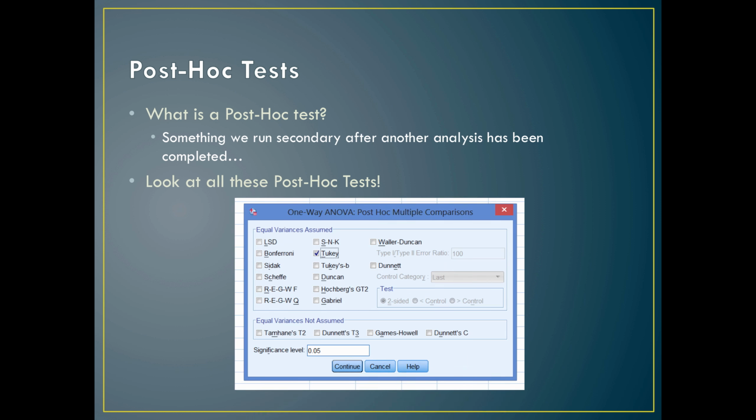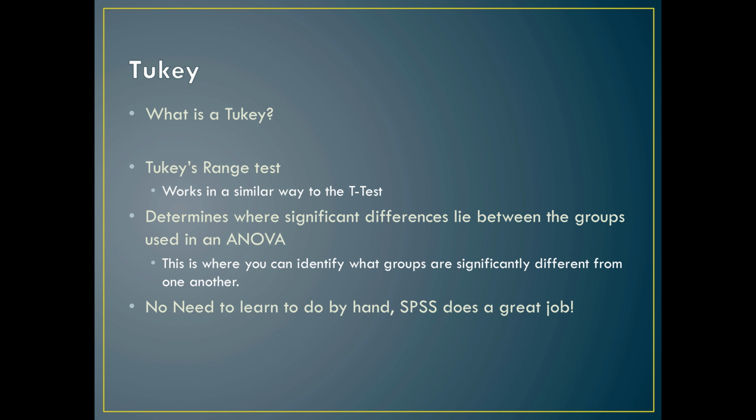So once you click that, you click Continue, and then eventually you're going to get that output that I'm talking about. But before we get into the outputs, let's just talk a little bit more about the Tukey test. So first of all, it's a Tukey, not a turkey, okay?